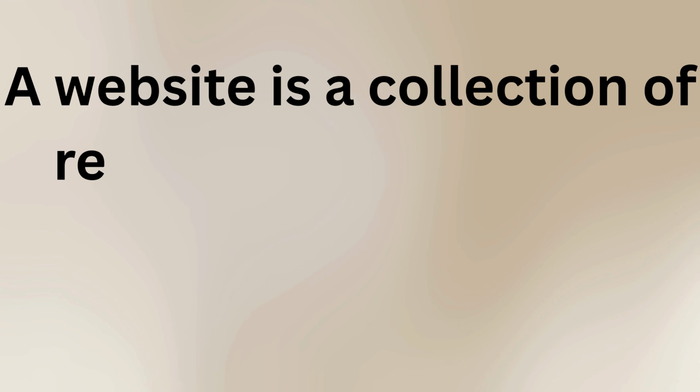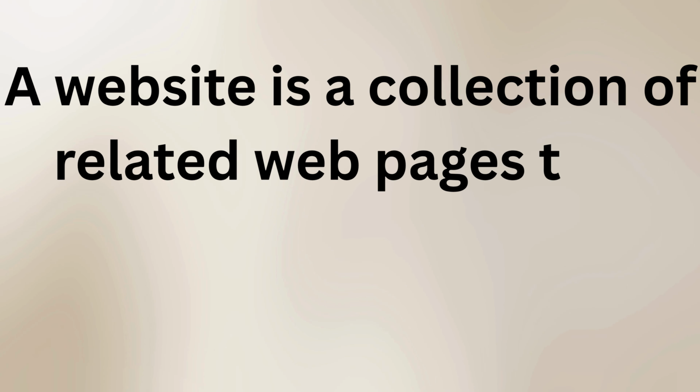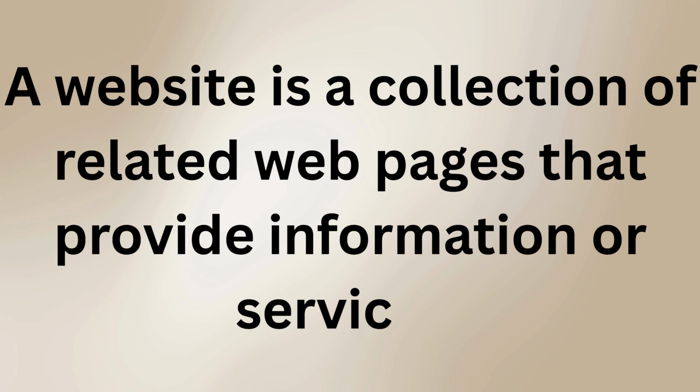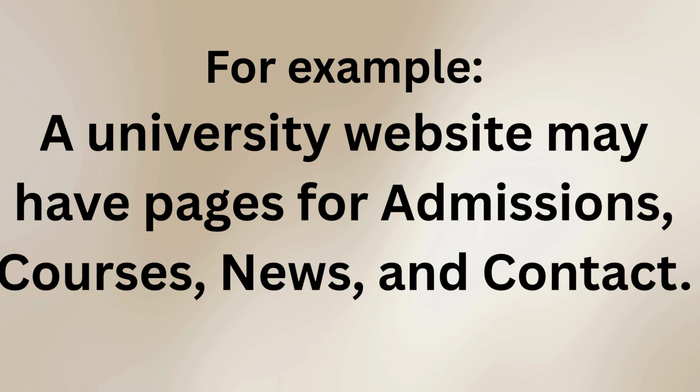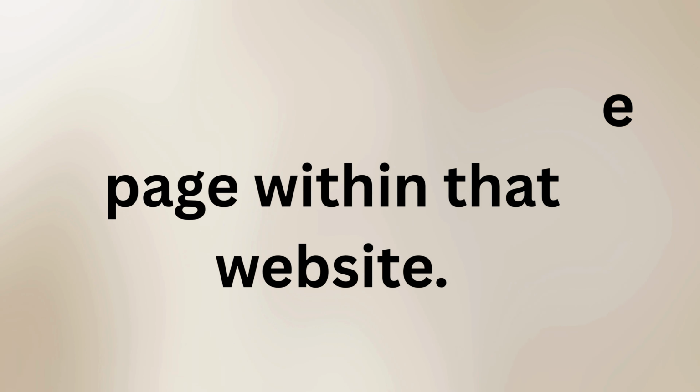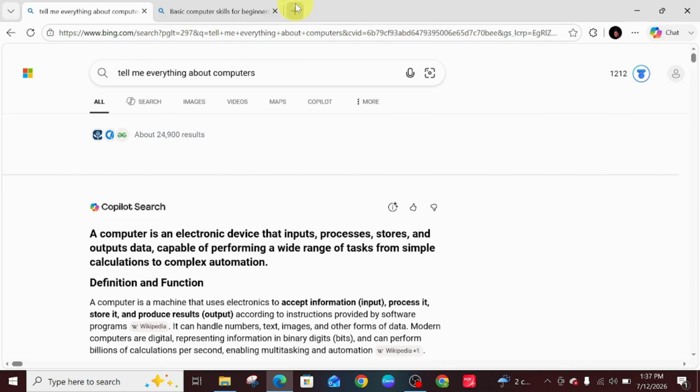A website is a collection of related web pages that provide information or services. For example, I'm going to use my school, which is Unilori. A university website may have pages for admission, courses, news, and contact. And a web page is a single page within that website. Let me quickly show you what I'm saying.